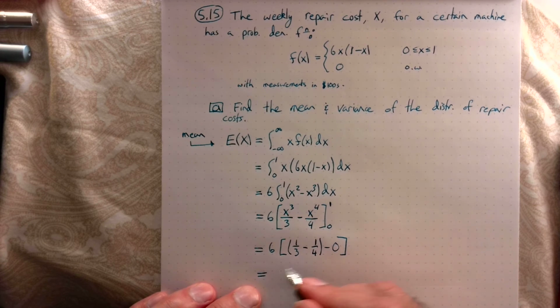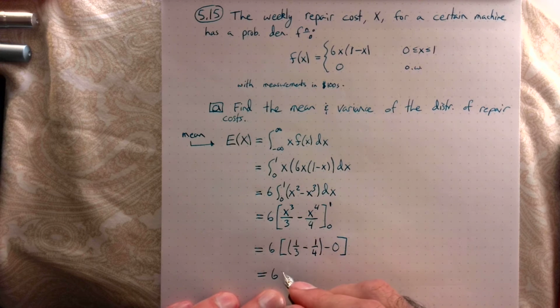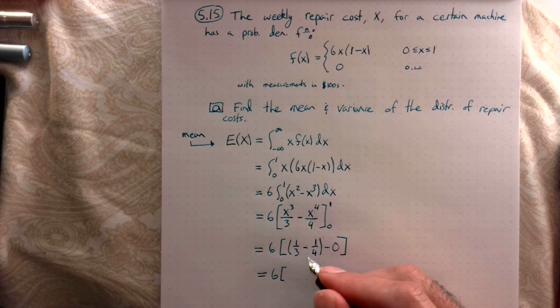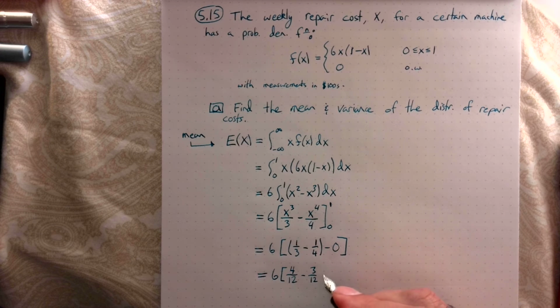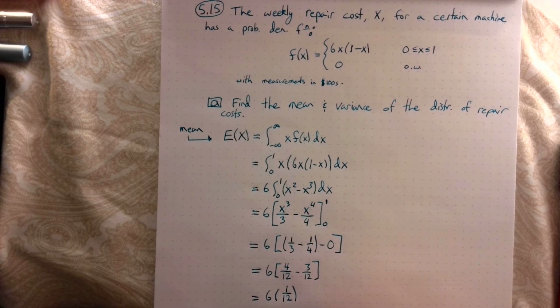So now I have 6 times, the common denominator will be 12. So this is 4 over 12 minus 3 over 12. So that should be 1 over 12. So this is going to be equal to 6 times 1 over 12, which is equal to 1/2. So that is our mean.